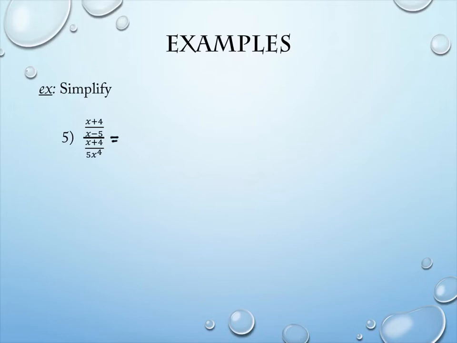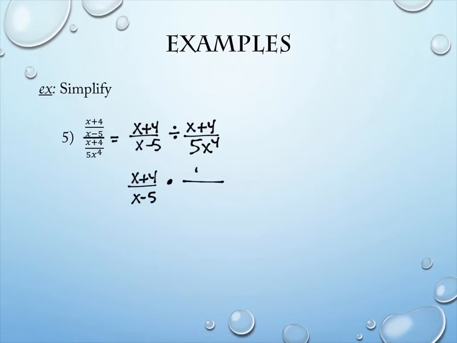So this is actually exactly the same as having it written as x plus 4 over x minus 5 divided by the denominator fraction, which is x plus 4 over 5x to the 4th. Okay, this is just like problems 1 and 2. What do I do when I have a division of fractions? Keep, change, flip. So we're going to keep the first one, change the division to multiplication, and flip the second fraction, just like problems 1 and 2.